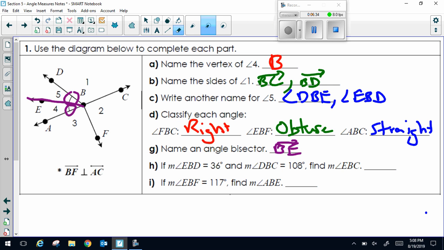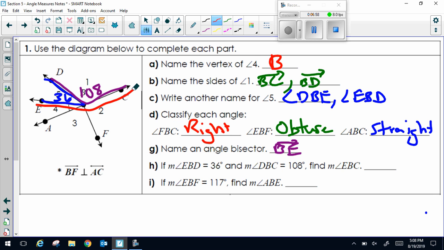Okay. For letter H, it said if EBD, E to B to D, is 36 degrees, and D to B to C is 108 degrees, how much is E to B to C? So just add the two numbers together, 108 plus 36, which gives me 144 degrees.